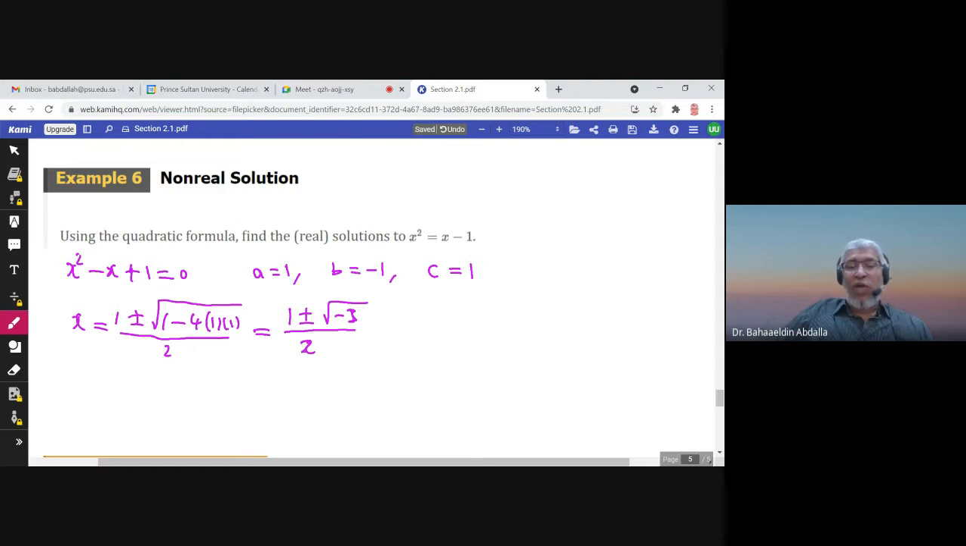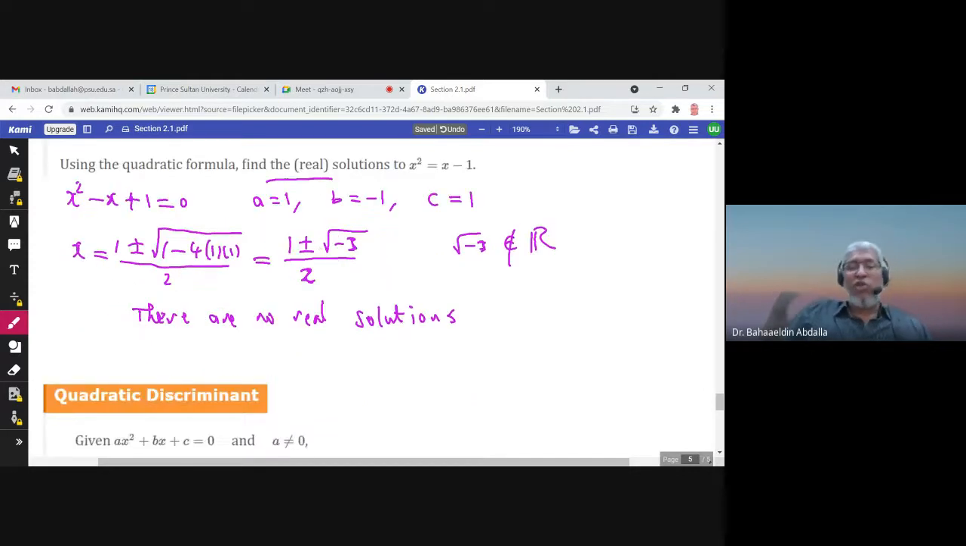Now the square root of negative 3 is not a real number, so this equation has no real solutions, because the question said to find the real solutions. The two solutions are not real, because the square root of negative 3 would be i times the square root of 3.